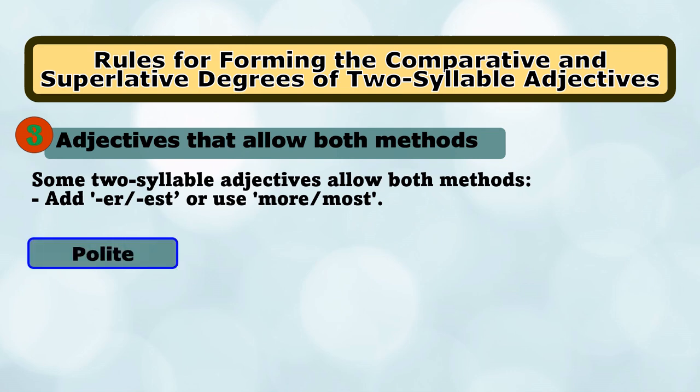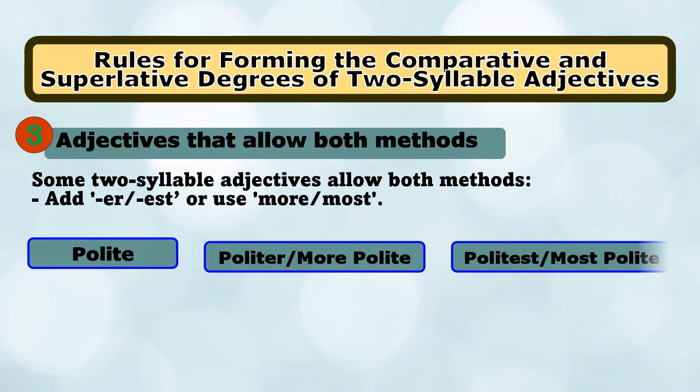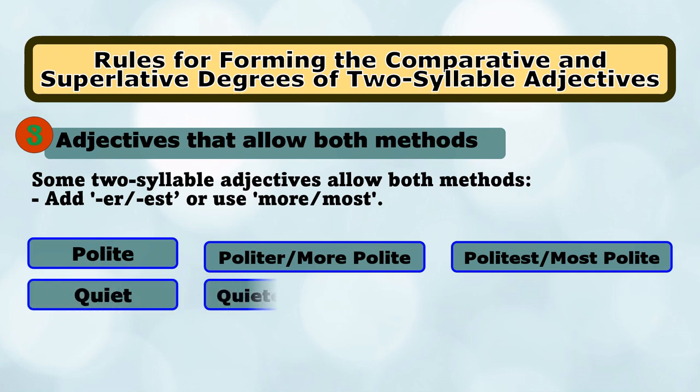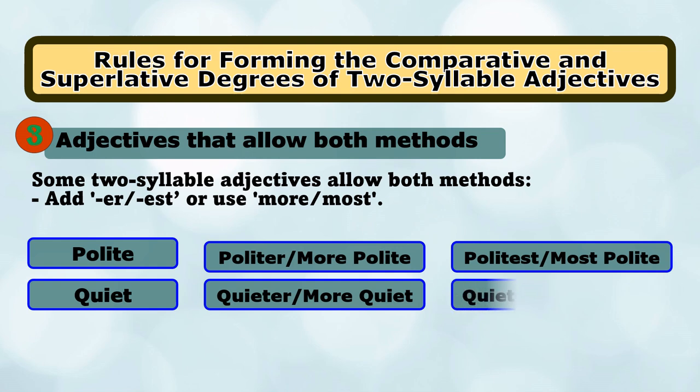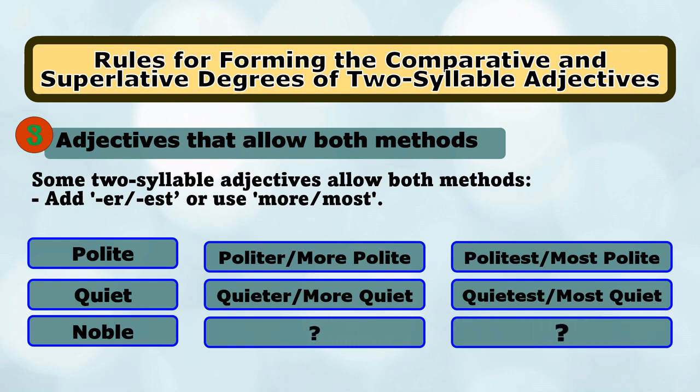Polite. Comparative degree can be either politer or more polite. Superlative degree can be either politest or most polite. Quiet. Comparative degree can be either quieter or more quiet. Superlative degree can be either quietest or most quiet. Noble. What would be the comparative and superlative degree of noble? Write it in the comments.